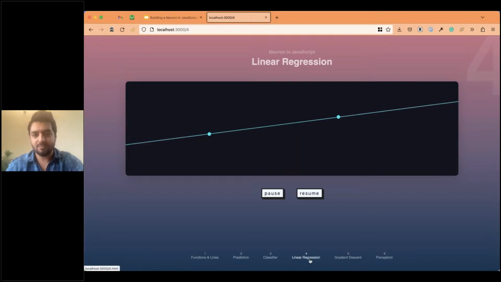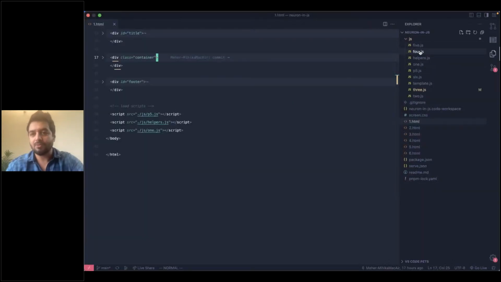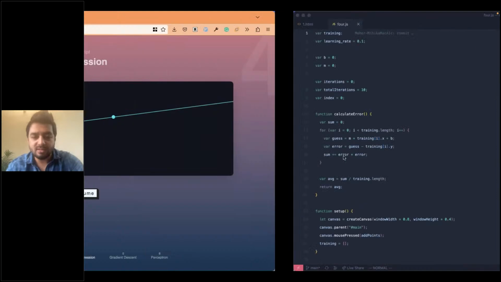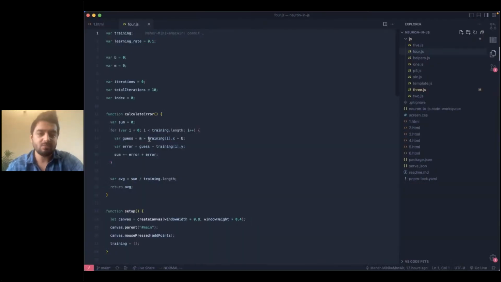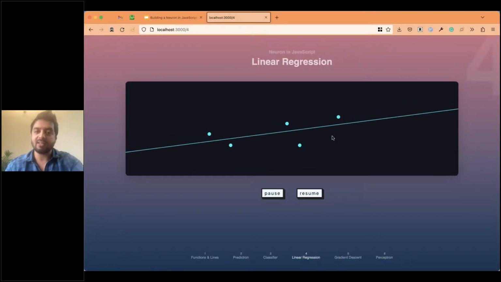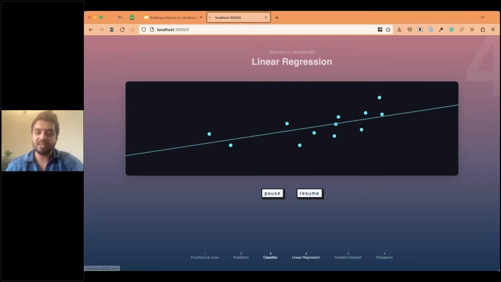If we look at the fourth file, we are not doing anything different. We are finding the error, but in this case we are adding all the errors. When we add all the errors, we find the average error, and then we create a line that goes very close to these data points.